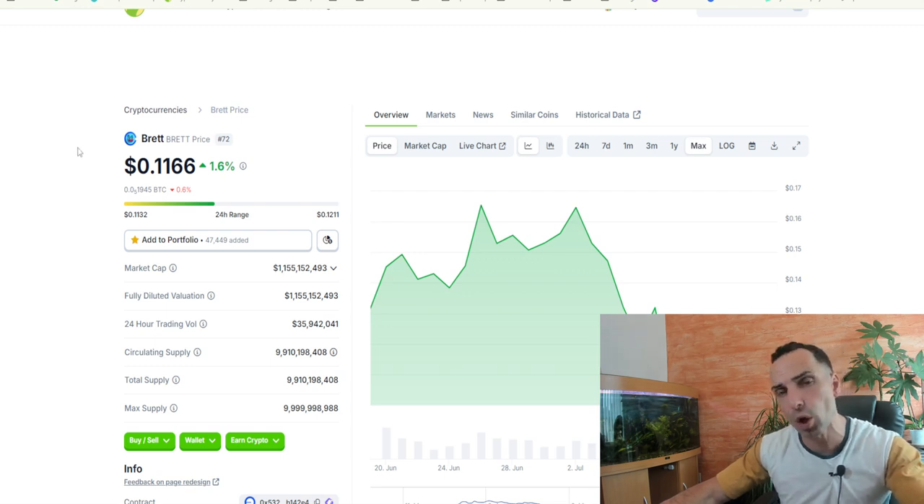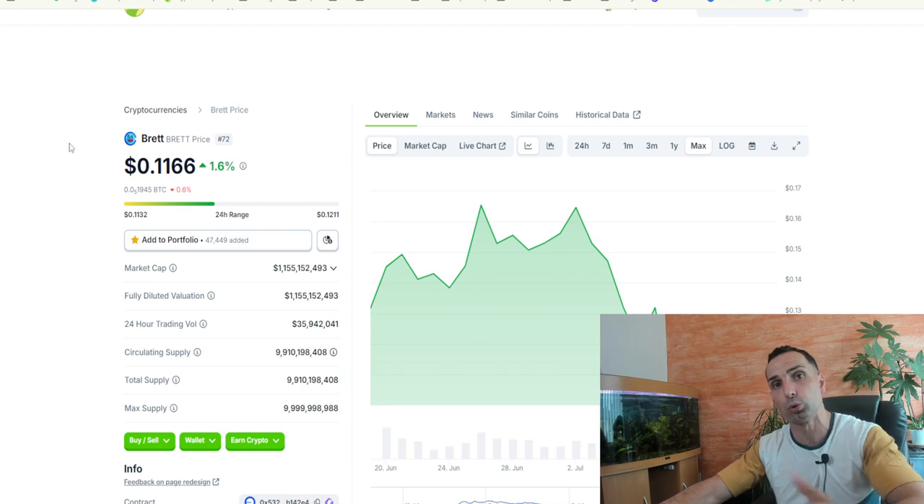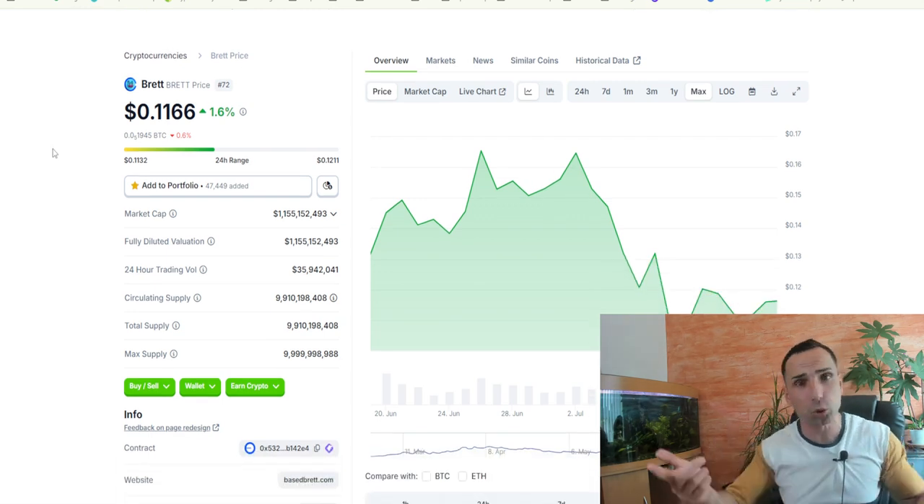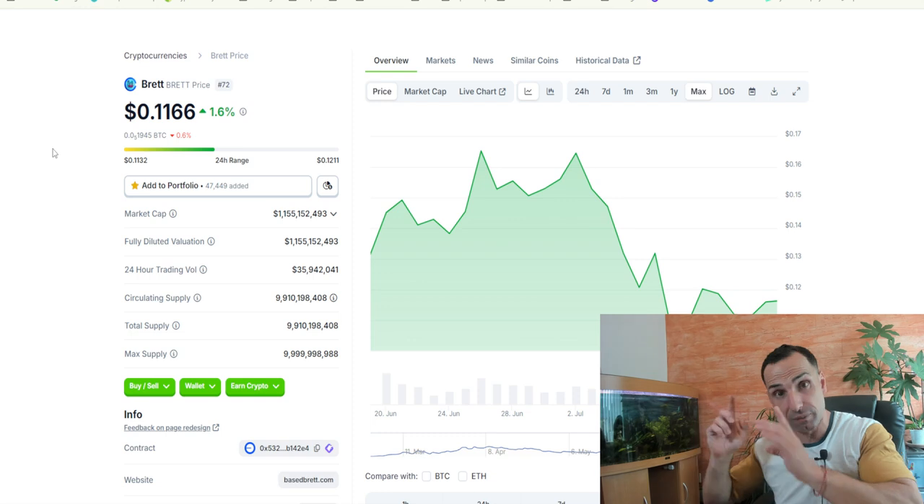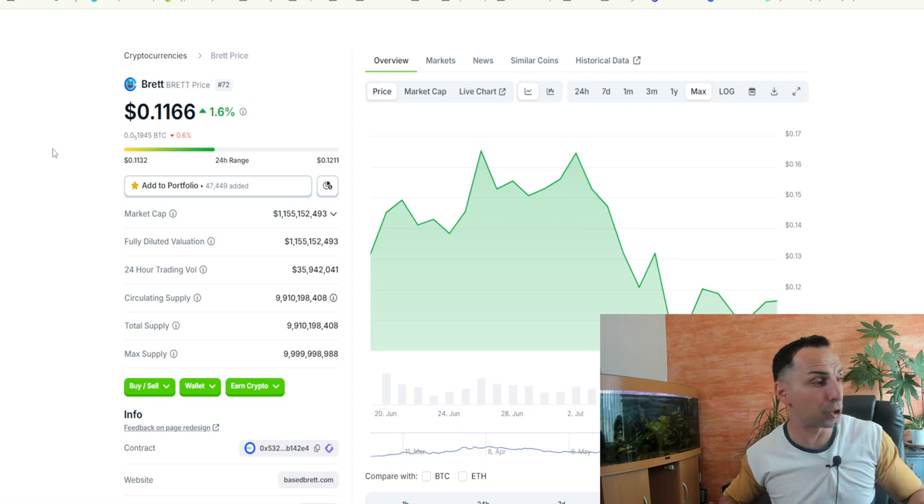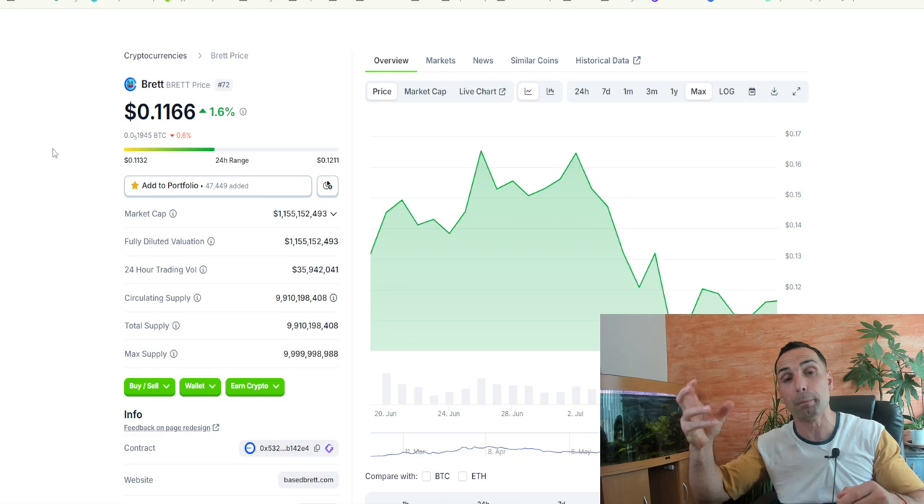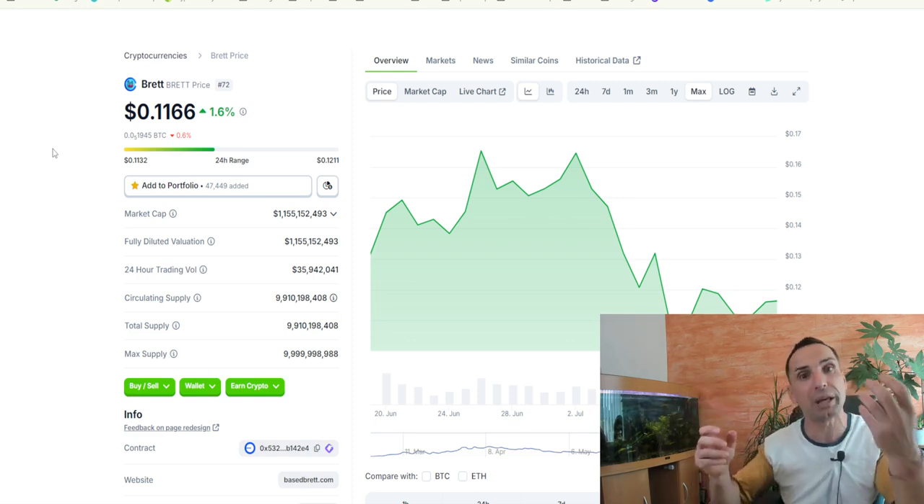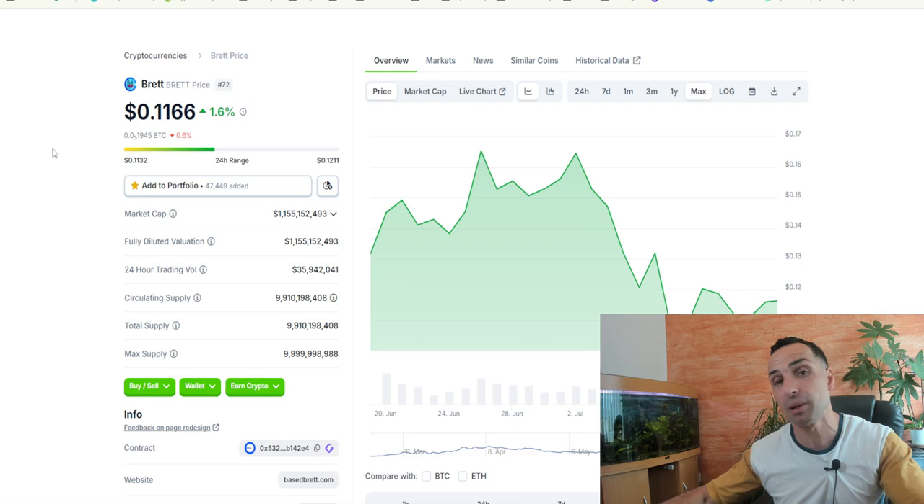I'm assuming you already know how to bridge tokens to Base. Just go to your Binance or KuCoin and send Ethereum from that exchange to your wallet. I'm using Rabby wallet. Make sure you use a Ledger or any hardware wallet, and send Ethereum from Ethereum to Base chain. Ethereum is the main token for the Base chain for paying gas fees.